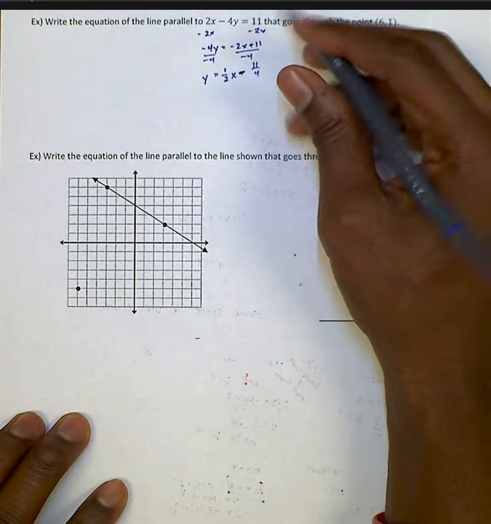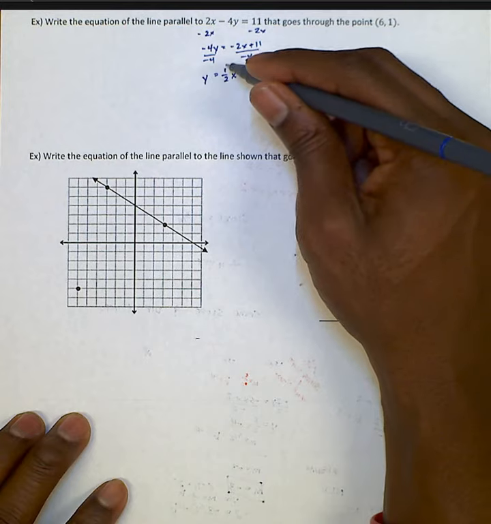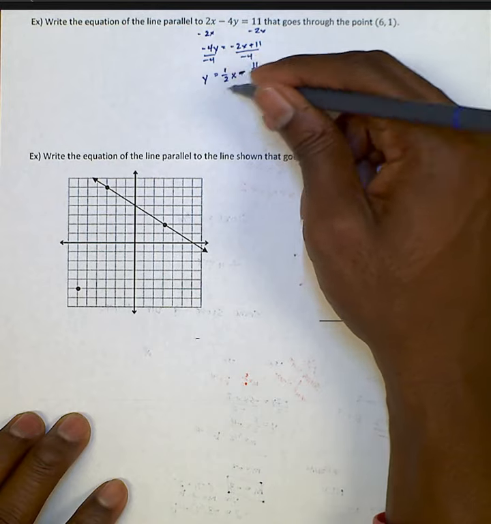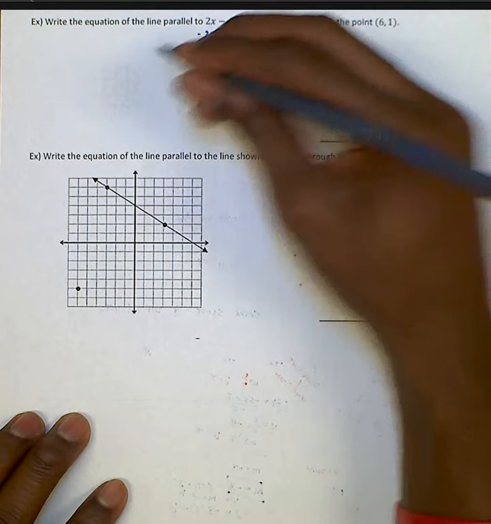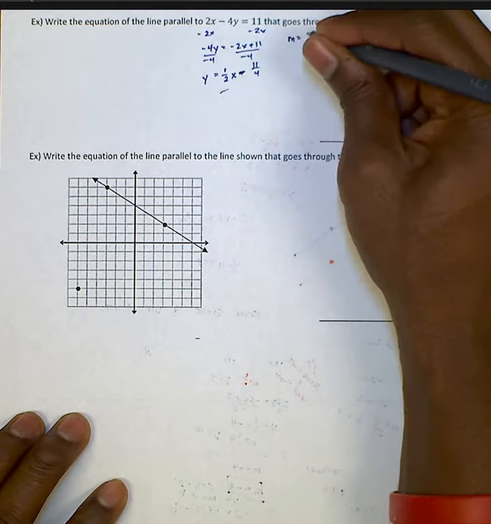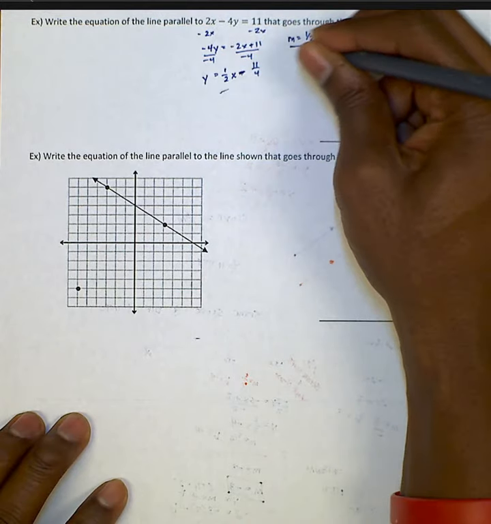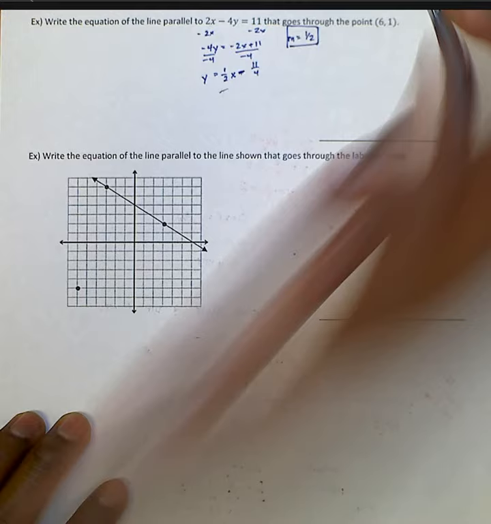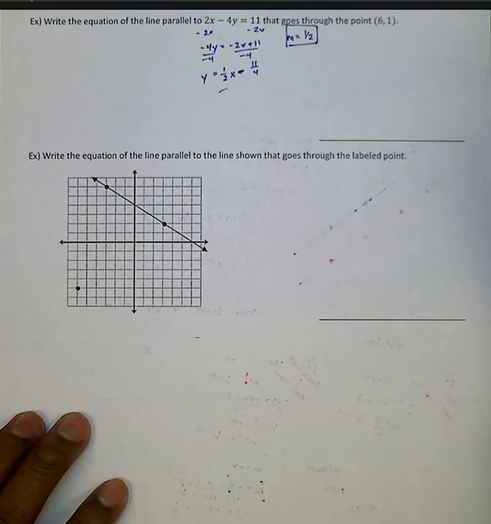Alright, so this fraction here really won't affect us because we really don't care what b is for this original line. It doesn't matter to us. What does matter to us is what the slope is. Our slope for our new line will be 1/2. Okay, and so now since that's our slope, we have this point 6, 1.